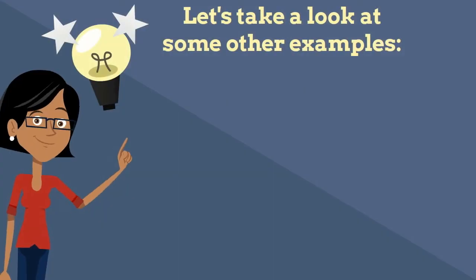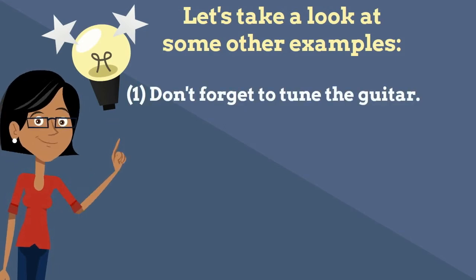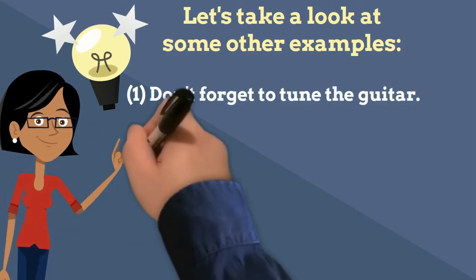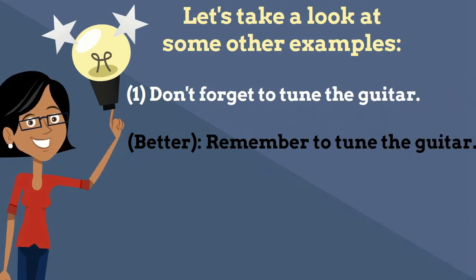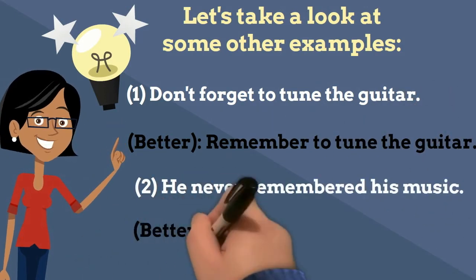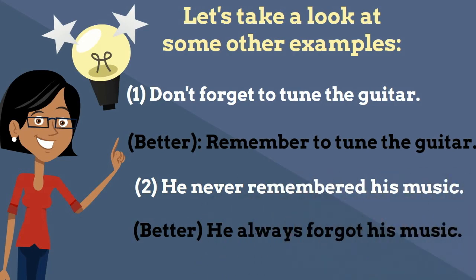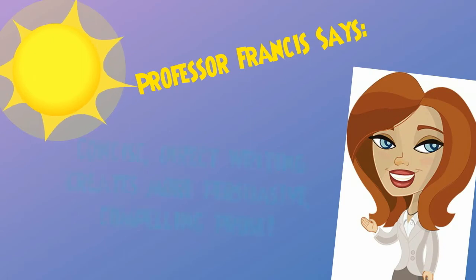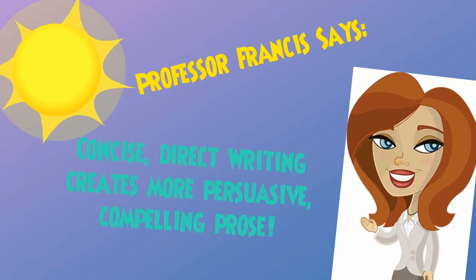Let's take a look at some other examples. Number 1. Don't forget to tune the guitar. Better. Remember to tune the guitar. Number 2. He never remembered his music. Better. He always forgot his music. Professor Francis says, concise, direct writing creates more persuasive, compelling prose.